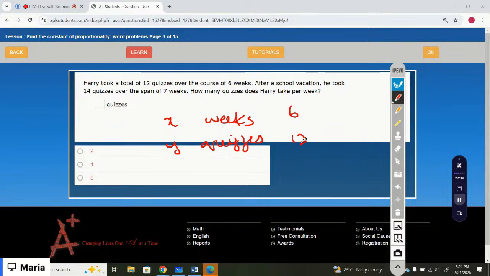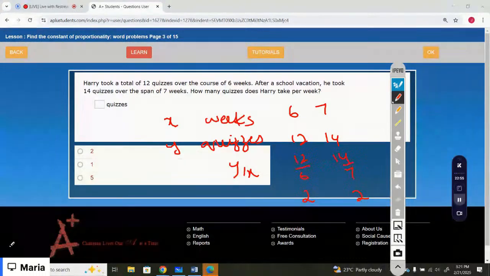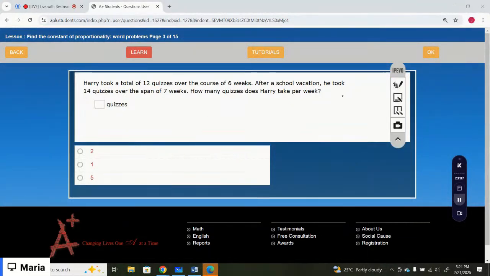So 6 weeks, 12 quizzes, and 7 weeks and 14 quizzes. You have to calculate y over x. 12 divided by 6 is 2, 14 divided by 7 is 2. So that means Harry takes two quizzes per week. Option number 1 is the correct option, that is two quizzes.